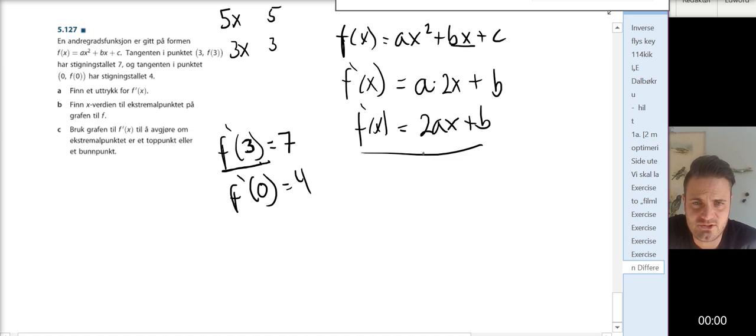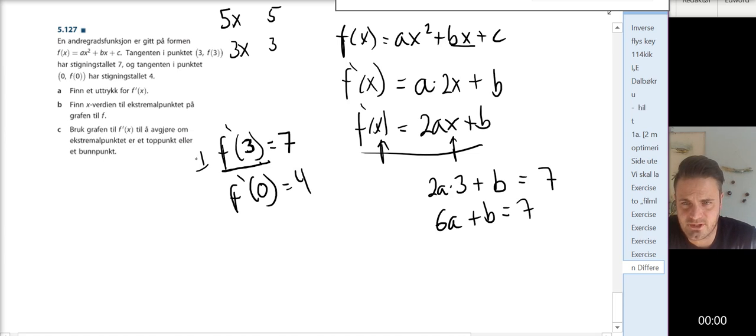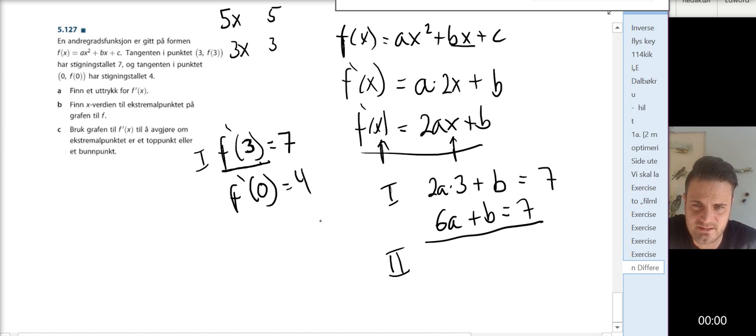So then I first put 3 into the derivative here, and I get 2a times 3 plus b is equal to 7. So I get 6a plus b is equal to 7. That's the first equation. Remember, here we have two unknowns, so I have to have two equations. This gives me one equation, but I need one more. And if I put 0 into x here, I get 2a times 0 plus b is equal to, and I know the answer should be 4. And this will just go away, so I get b is equal to 4.